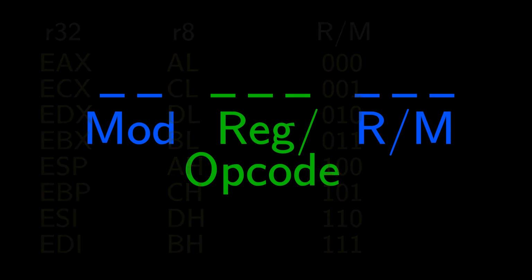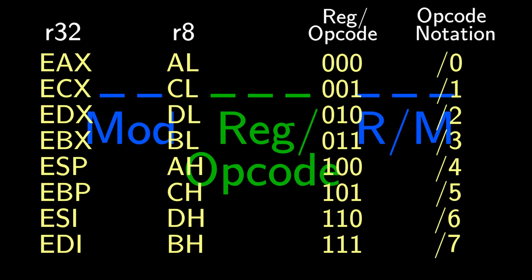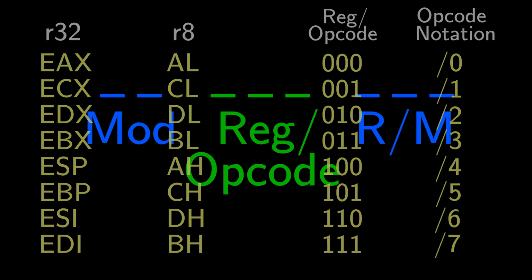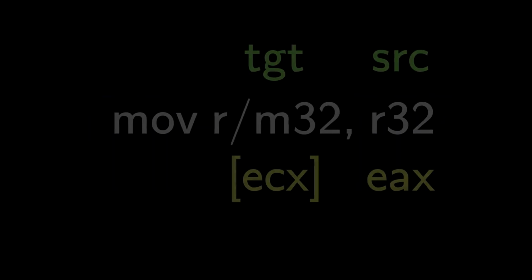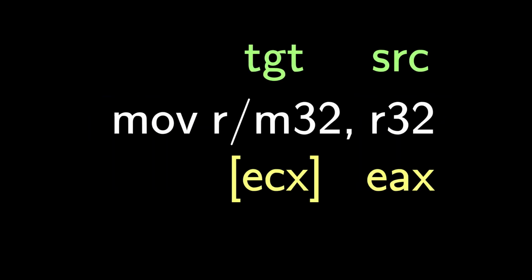The remaining 3 bits in the middle of the ModRM byte are the reg opcode field, where we specify another register, often an operand named R8 or R32 in the instruction mnemonic, or we provide a few more bits to further identify the instruction. Our instruction move RM32 R32 moves a 32-bit integer into a register or memory location from a register. The target is a memory location whose address is in ECX. That's written ECX in square brackets.